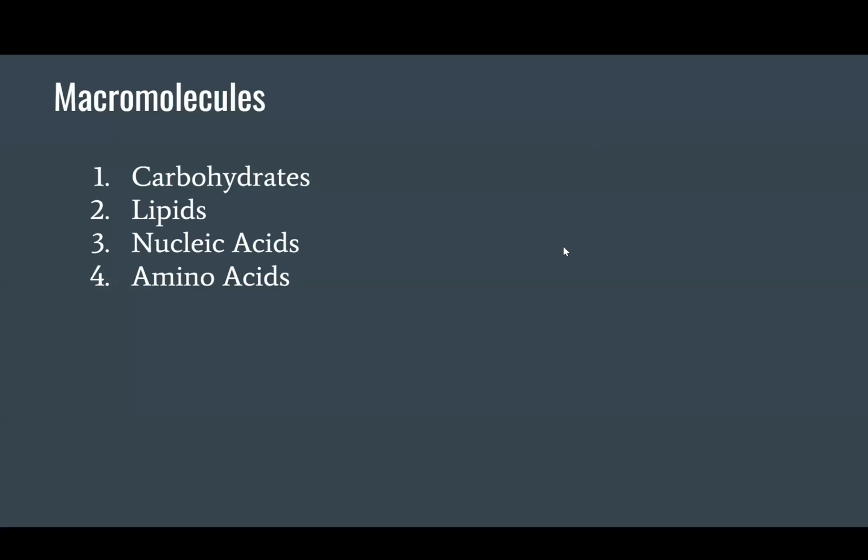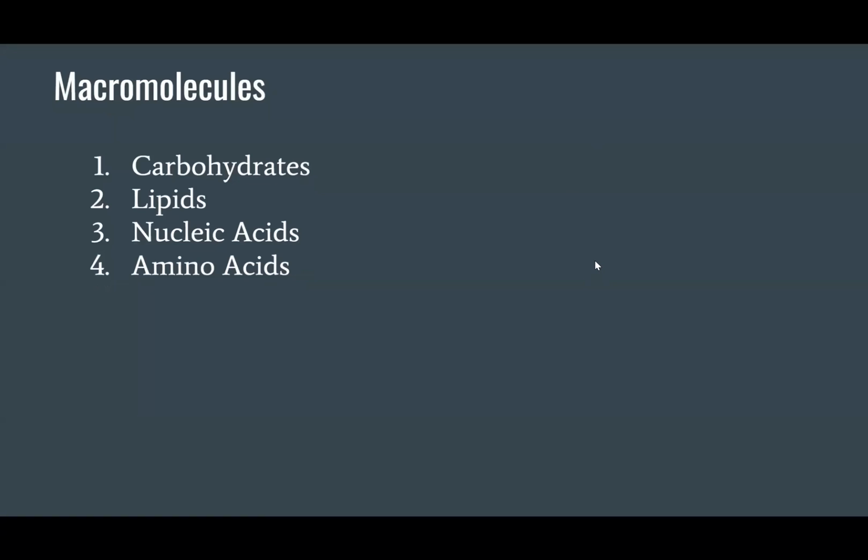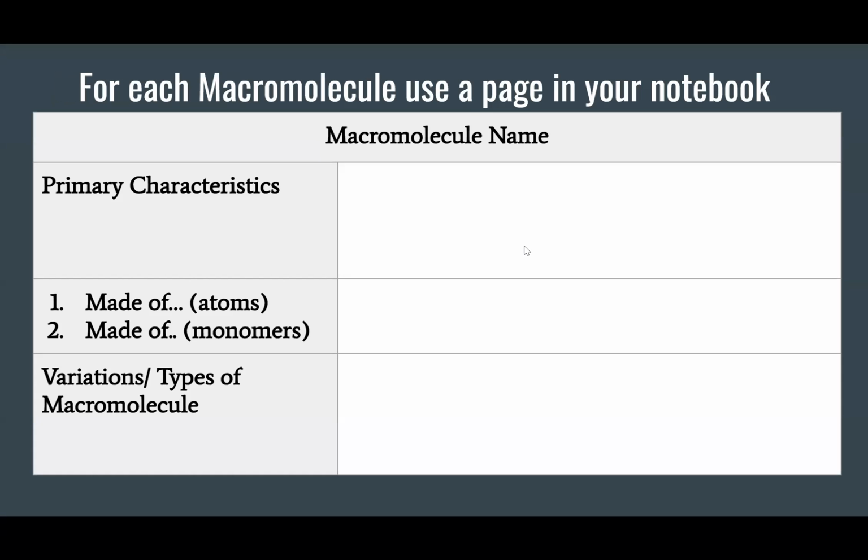There are 4 different types of macromolecules. You guys have seen this in the other videos that you've watched, and hopefully you've recognized this in the reading that you were supposed to be doing. But there are 4 different types of macromolecules that we're going to talk about today. And these are going to be broken up into 4 different videos, starting with carbohydrates and lipids and nucleic acids and amino acids.